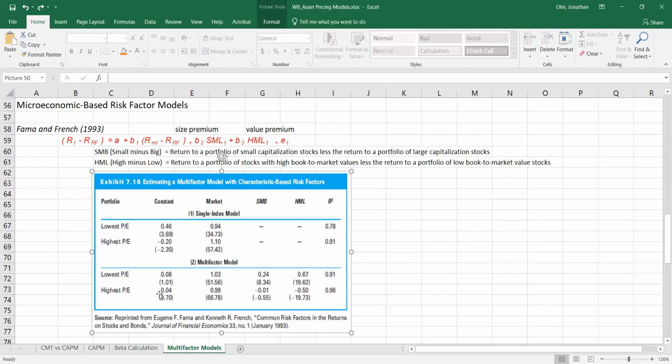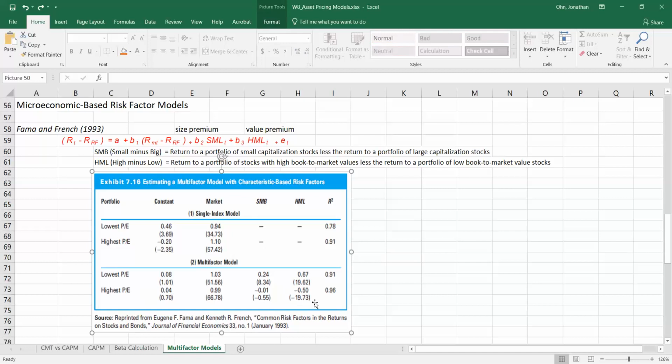Now, the highest P ratio, you have a negative value, but it's not significant, right? It is not significant. The negative value means this one is likely to be a larger stock, large cap stocks. And a negative value premium means the portfolio tends to be not value stock, but growth stock.